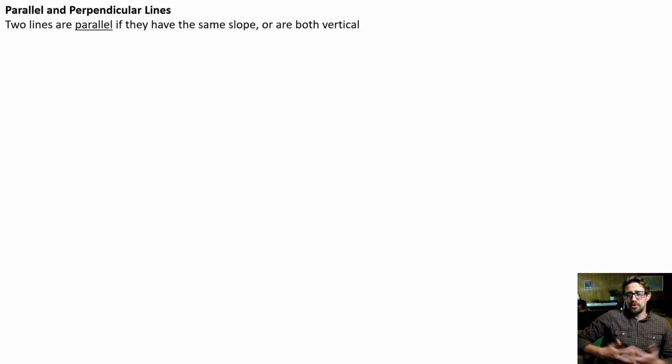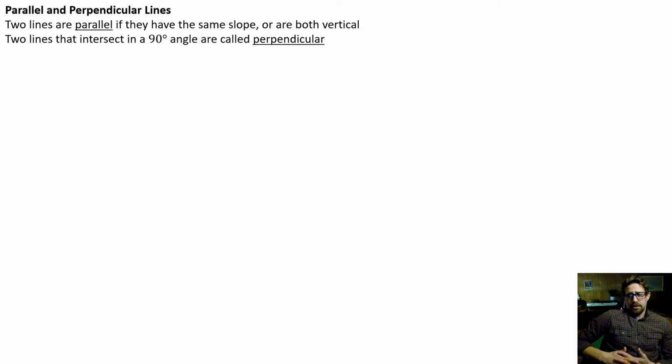And I think if I asked you to guess, before you even knew, you would probably guess that about parallel lines, that they have the same slope. Or we have to include the little caveat, or are both vertical, because remember, vertical lines don't have slope, but any two vertical lines are still parallel.